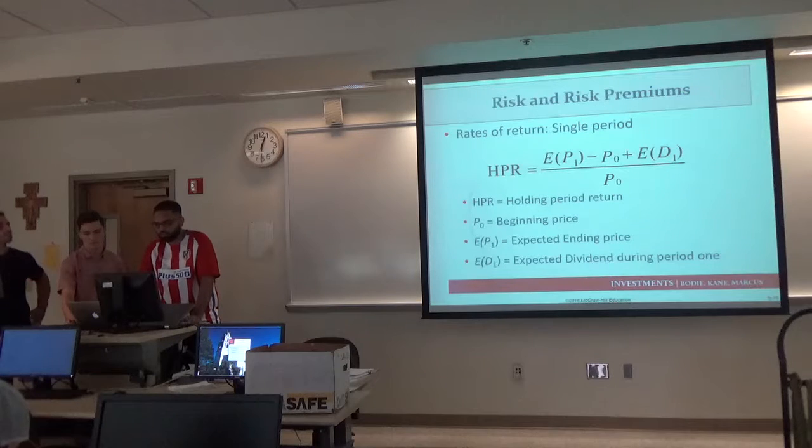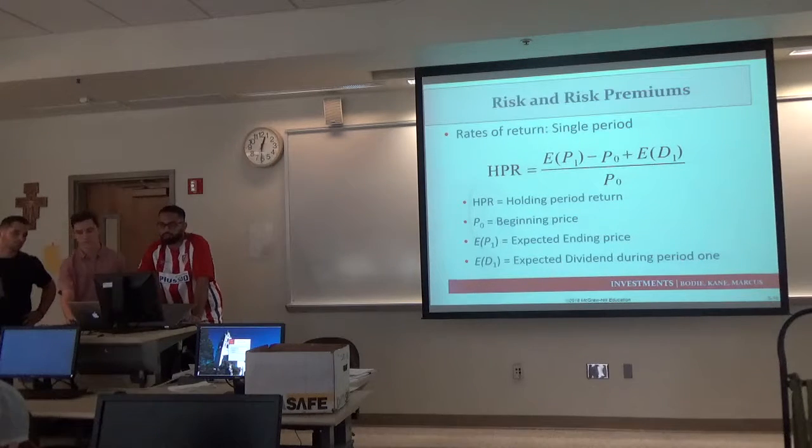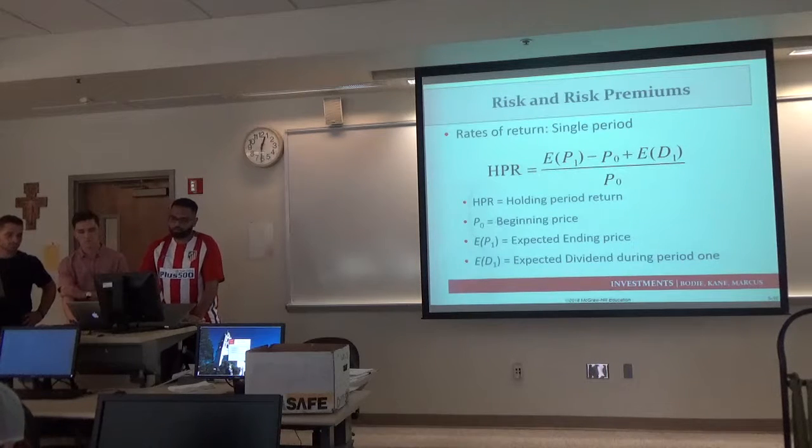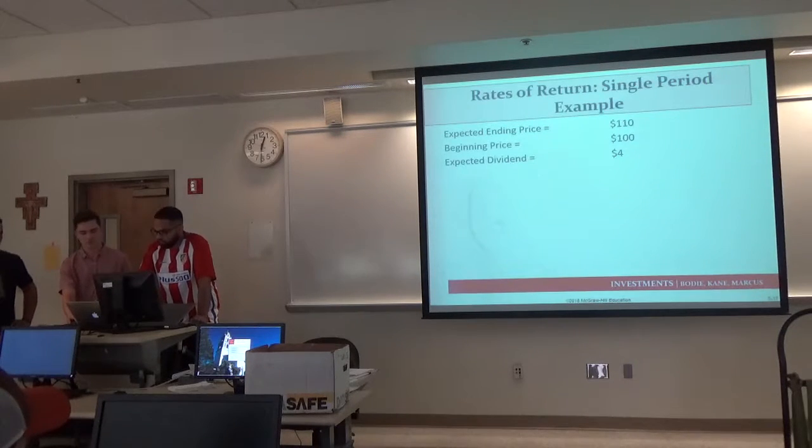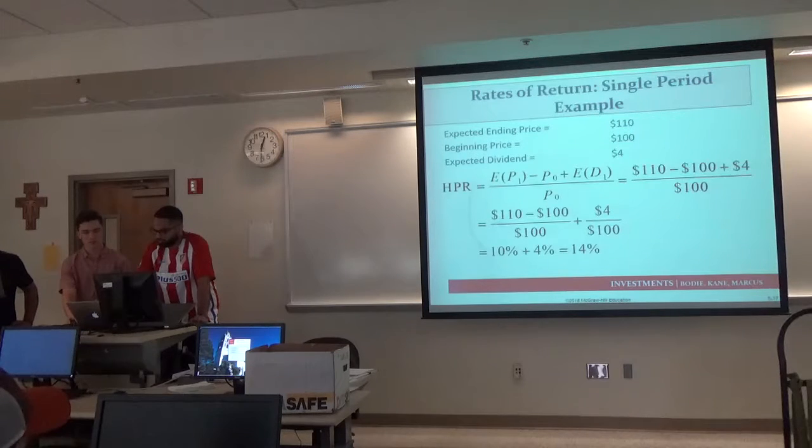This is the formula showing how to get the holding period return, where P0 is the beginning price, then you have the expected ending price and the expected dividend during period 1. This is just continued. Therefore, if you plug in the numbers and solve, you get a capital gains yield of 10% plus a dividend yield of 4%, which gives you 14% total.